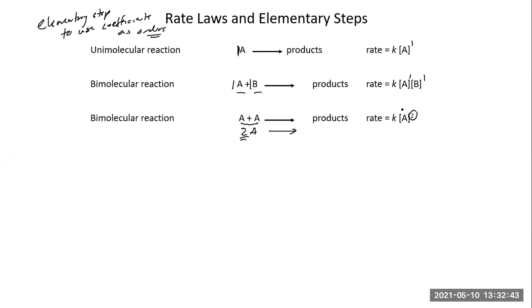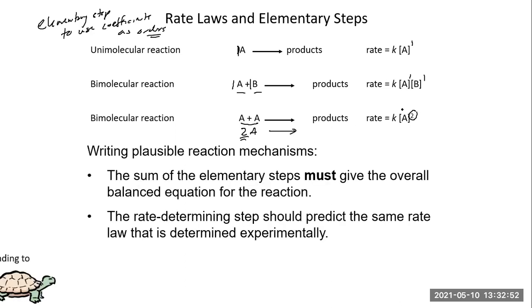So how do we know if a mechanism is a good mechanism or a bad mechanism, or a plausible mechanism, as it is sometimes referred to?